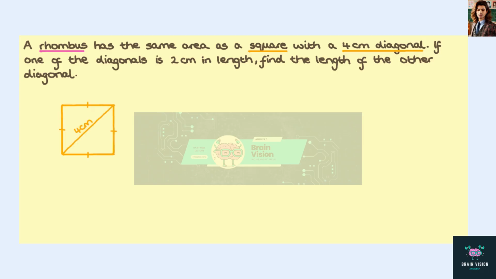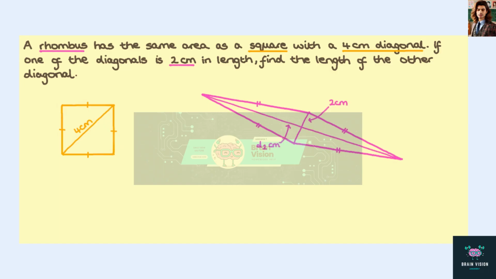We are told that the diagonal of the square, which is the line segment connecting opposite vertices, is 4 centimetres long. One diagonal of the rhombus is 2 centimetres long, and the length of the other diagonal is what we're required to calculate. We'll label the length of the second diagonal of the rhombus as d2 centimetres.